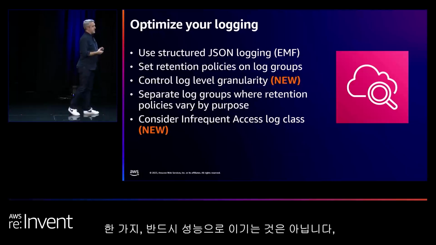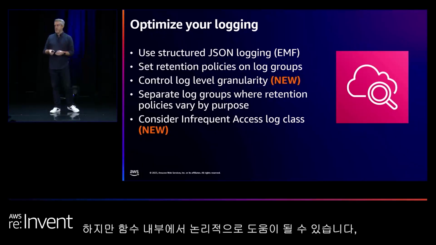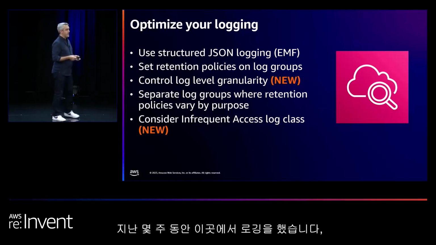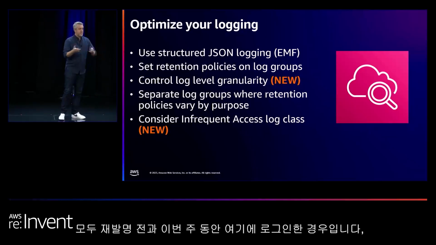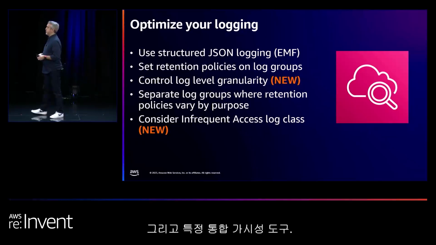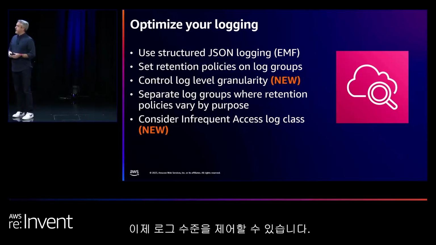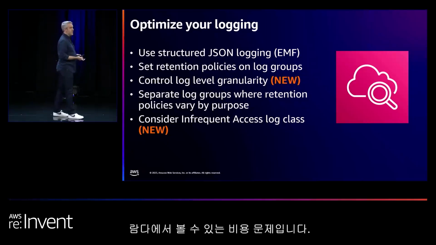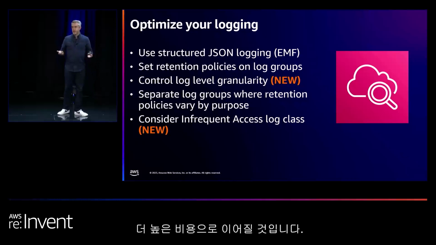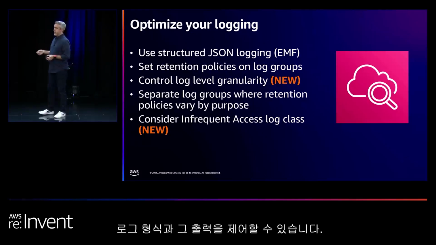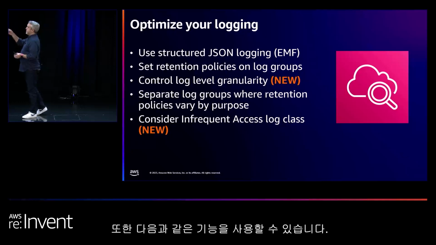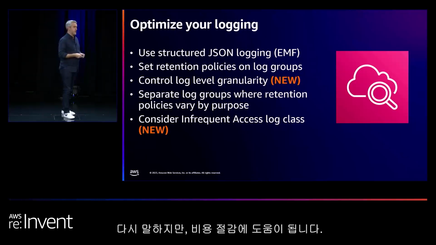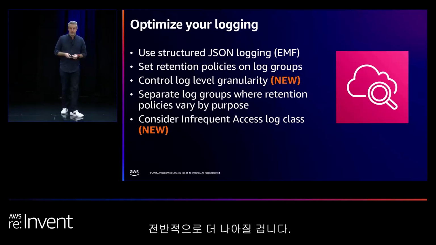Now, one thing that isn't necessarily a performance win, but can help logically inside your functions, is how you think about logging. We've just had a bunch of new stuff come out with logging in the last couple of weeks, both pre-re:Invent and during this week, on certain observability tools. One of the things you now have is the ability to control log levels for your Lambda functions. Not necessarily a performance thing, but definitely a cost thing that we see with Lambda. People who are aggressively logging, it's going to lead to higher costs. So now you can set the log level, control the log format, and the outputs of those. You also have the ability to use the infrequent access log class in CloudWatch. Again, it's going to help you save money and make overall things better.